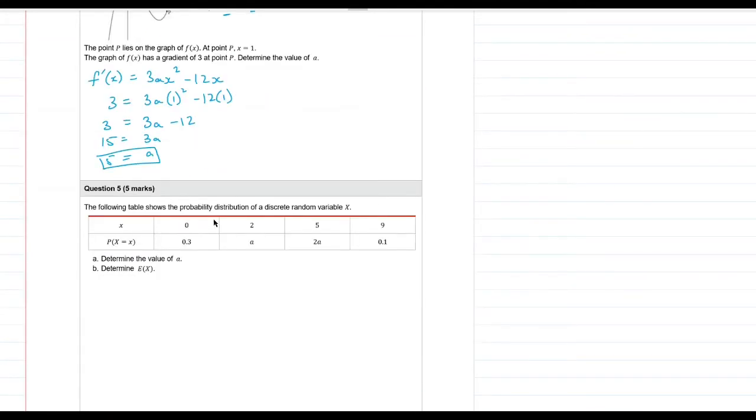The following table shows the probability distribution of a discrete random variable x. Determine the value of a. Well, we know that probabilities need to add up to 1, so 0.3 plus a plus 2a plus 0.1 equals 1.